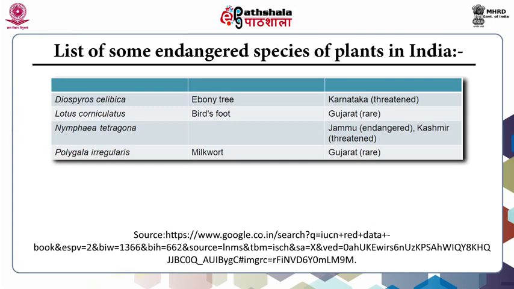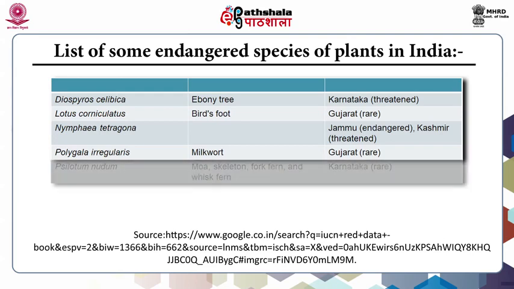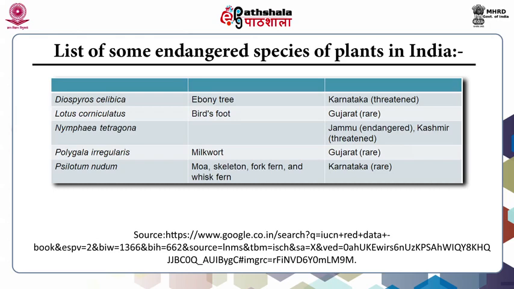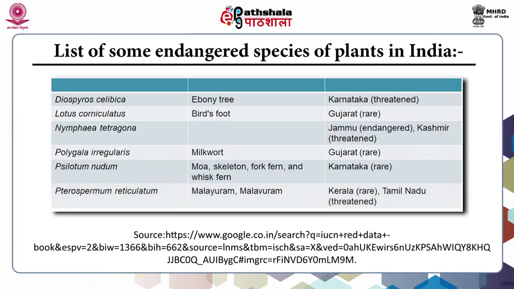Then Polygala irregularis, the English name is milkwort, its status is rare and it is found in Gujarat. Then moa, skeleton, fork fern and whisk fern are the names of the same plant. This is in Karnataka state and its status is rare. Then Pterospermum reticulatum, that is Malluram or Malavuram, is in Kerala and its status is rare, and in Tamil Nadu also its status is threatened.